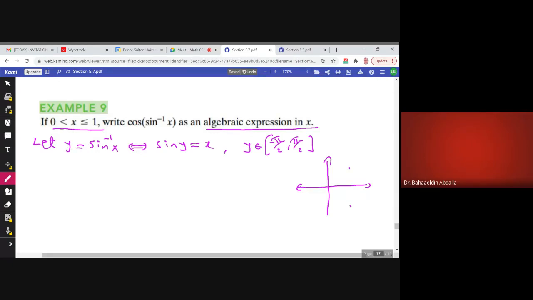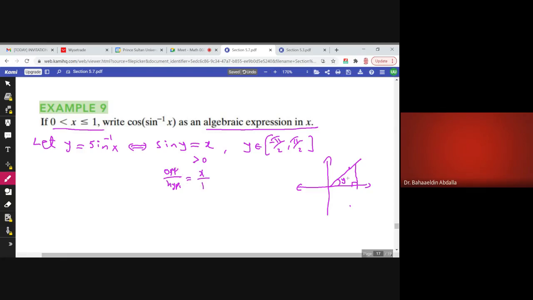Now he said that x is from 0 to 1. So x is positive, so sine y is greater than 0. So y has to be in the first quadrant. All right. What do we know? We know sine y, which is x. What is sine? Sine is opposite over hypotenuse. And what is this? This is x over 1.